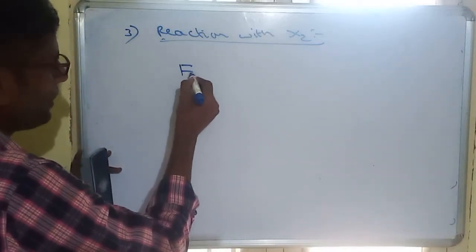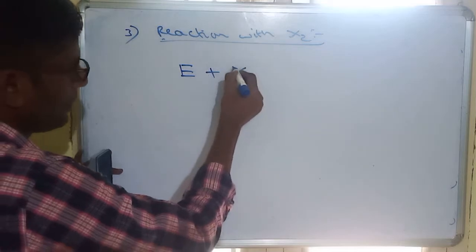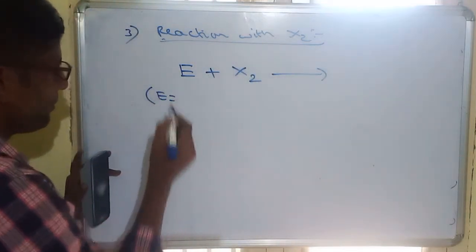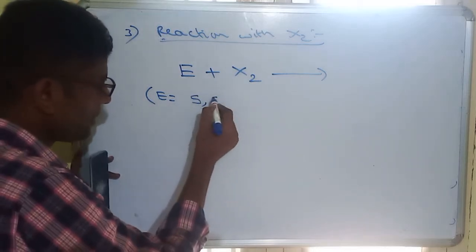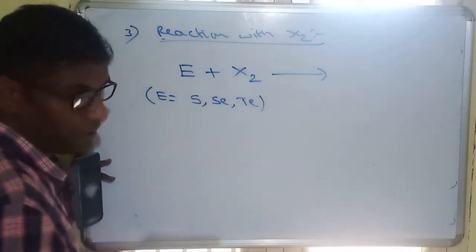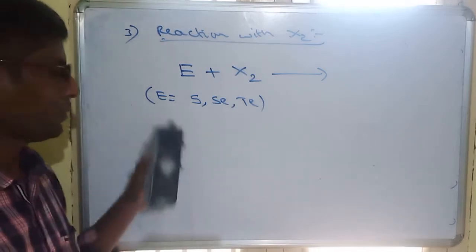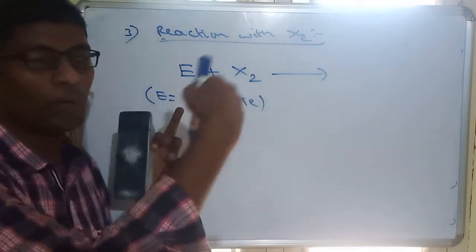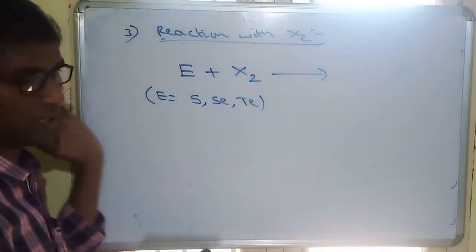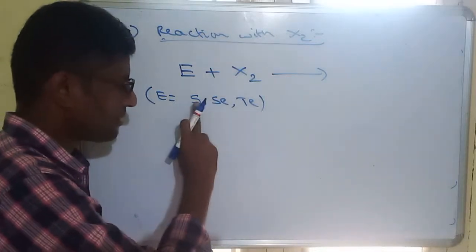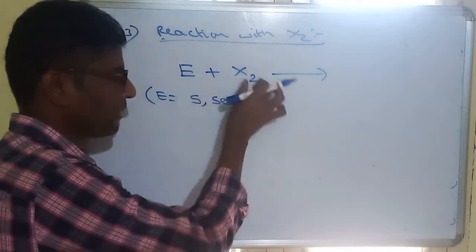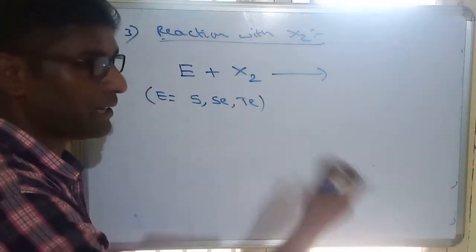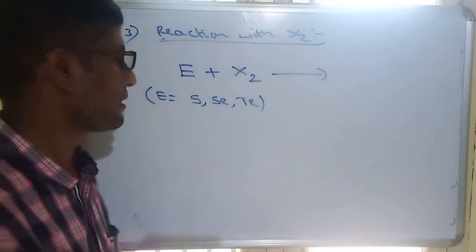Here the 16th group elements we are taking are sulfur, selenium, tellurium. I am not taking oxygen. Why? Because when compared with the remaining halogens, oxygen will be the most electronegative. Oxygen will react separately. But these three elements, sulfur, selenium, tellurium, when combining with halogen, form halides. It can be tetra, it can be hexahalides, like that.